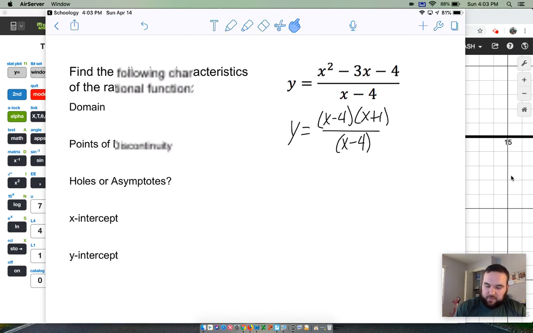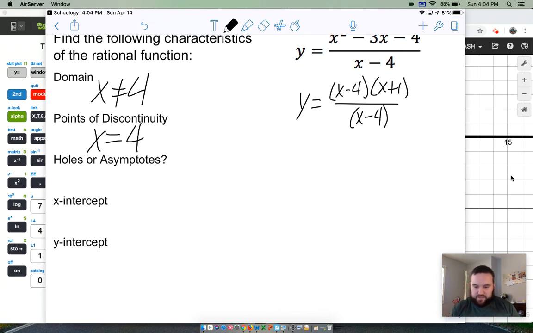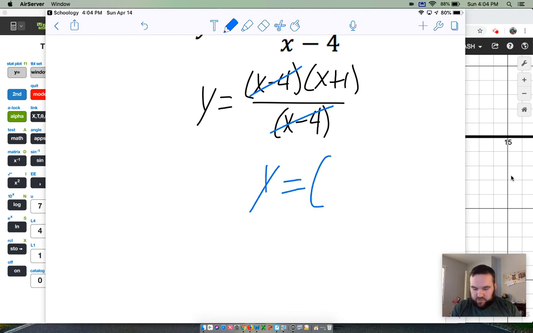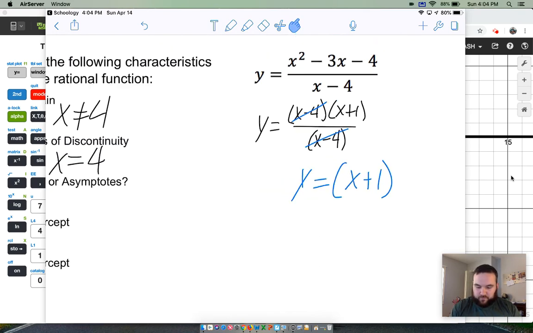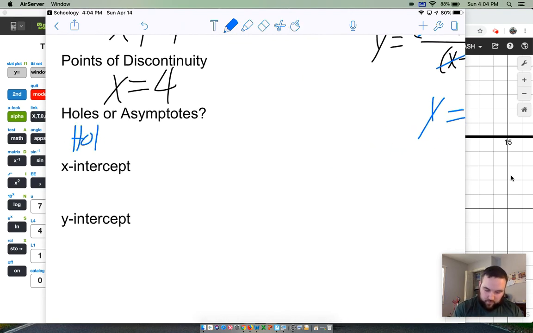My next step now is to talk about the domain. The denominator tells me that x cannot be 4 because I'd be dividing by 0. Even though that can be removed, I still have to talk about domain first. So x equals 4 is a point of discontinuity. From here, I see that I can remove the x minus 4 and rewrite this as just x plus 1, which means I have a hole in the graph at x equals 4.